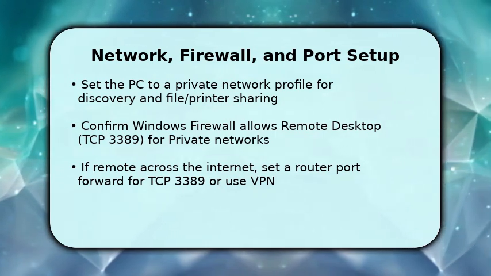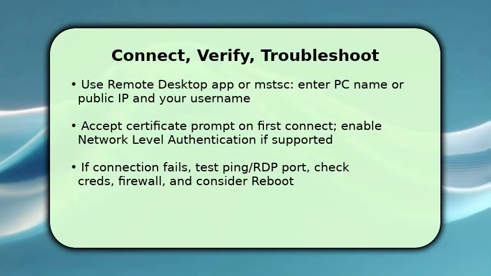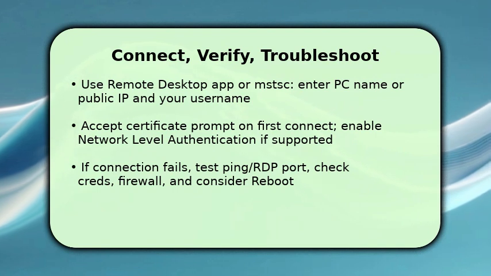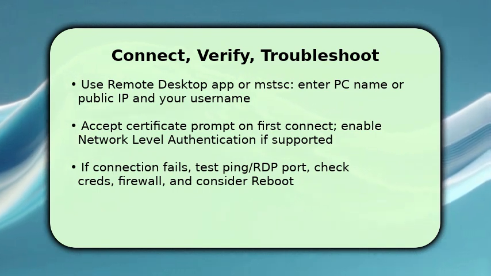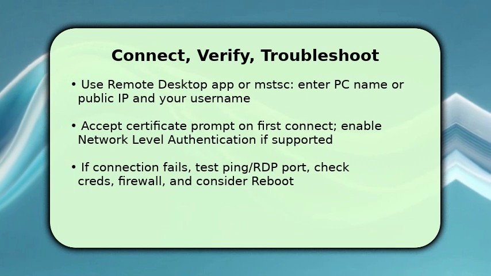Now connect using the Remote Desktop app or MSTSC. Type the PC name or public IP, supply the username and password, and accept the security prompt on first use. Make sure network-level authentication is enabled on both ends for improved security and compatibility.